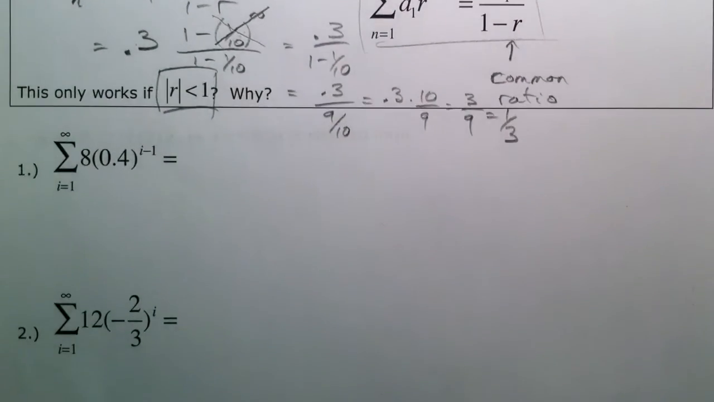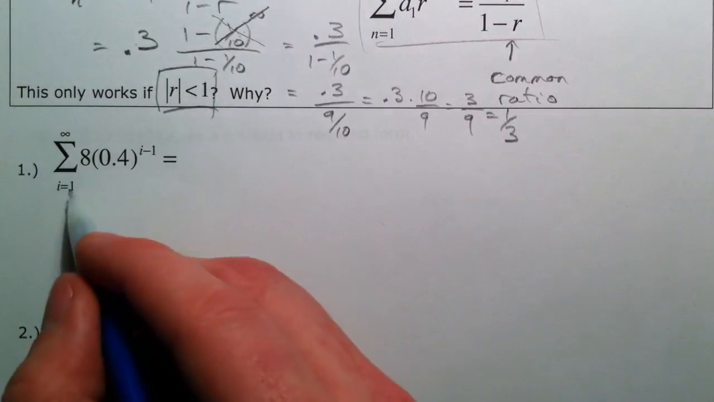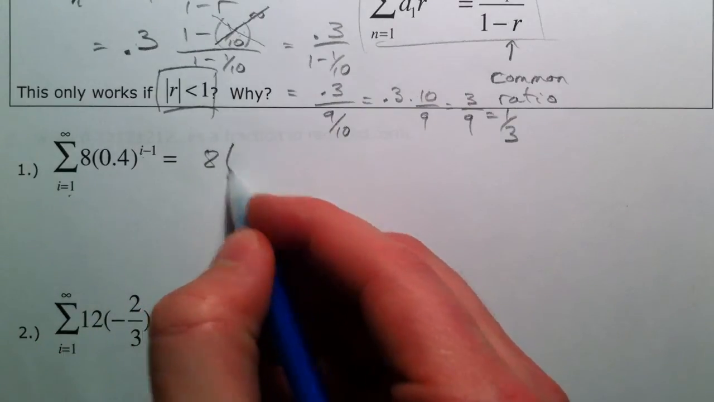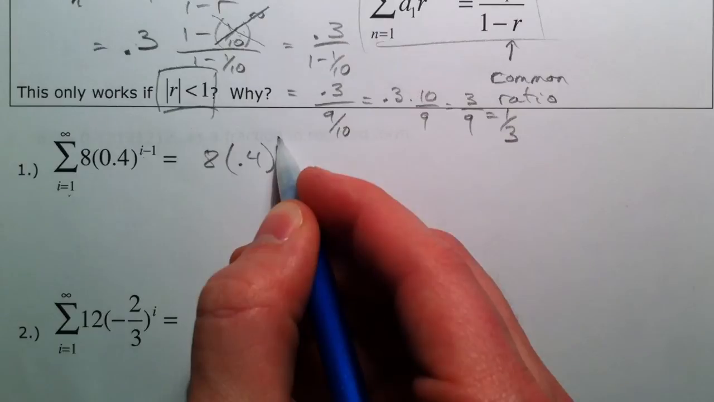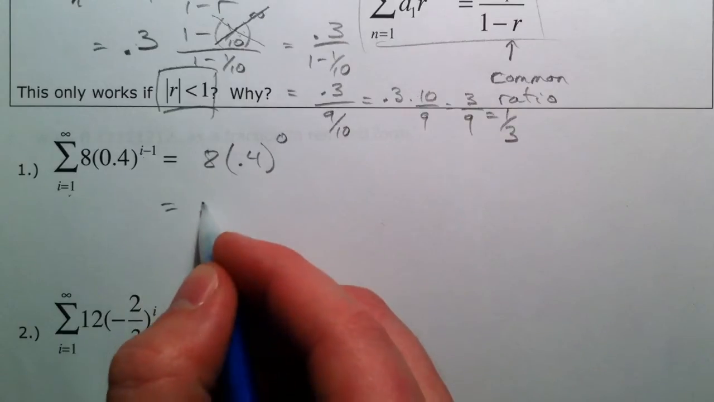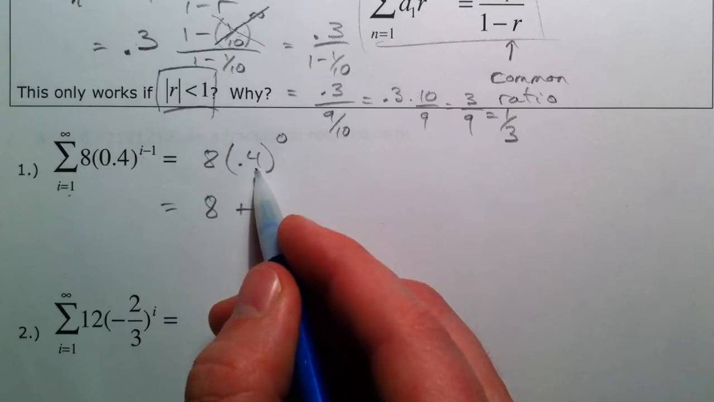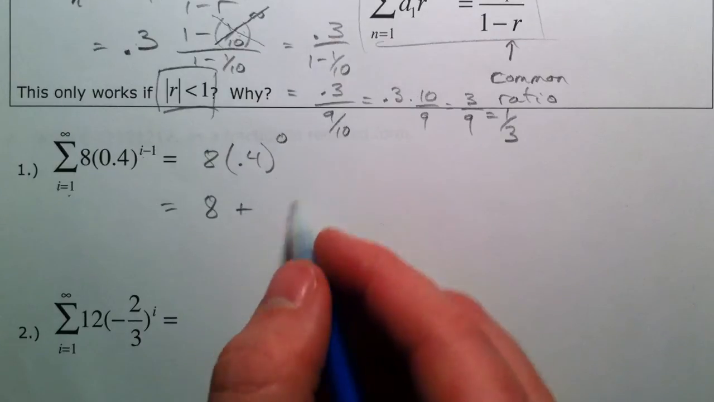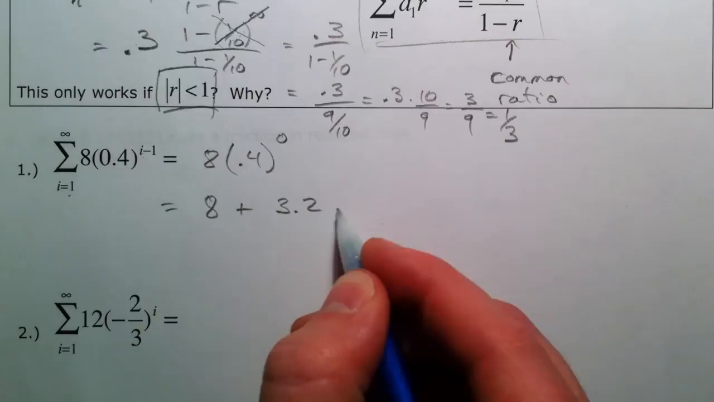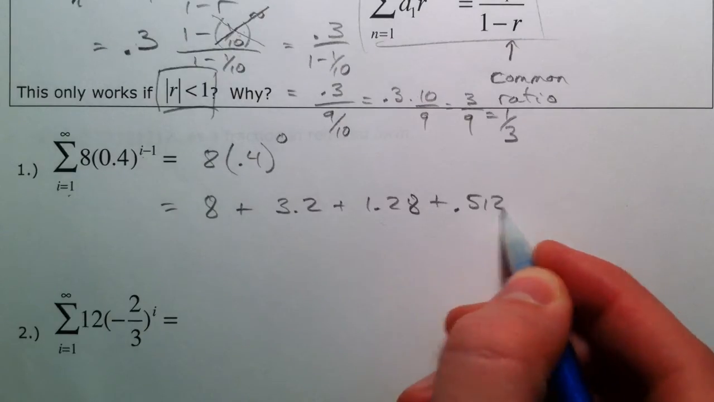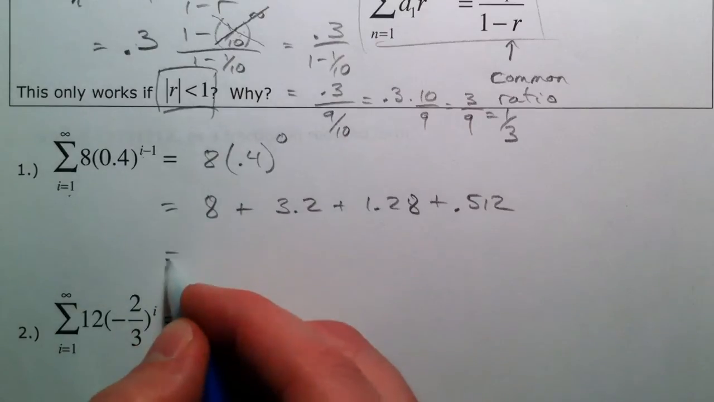So, a few problems to try out. Plug in 1: 8 times 0.4 to the 1 minus 1 is 0, so 8 is our first term. Then we multiply by 0.4 every time, so 8 times 0.4, the next term is 3.2, the next term is 1.28, then 0.512, and so it's getting smaller every single time.